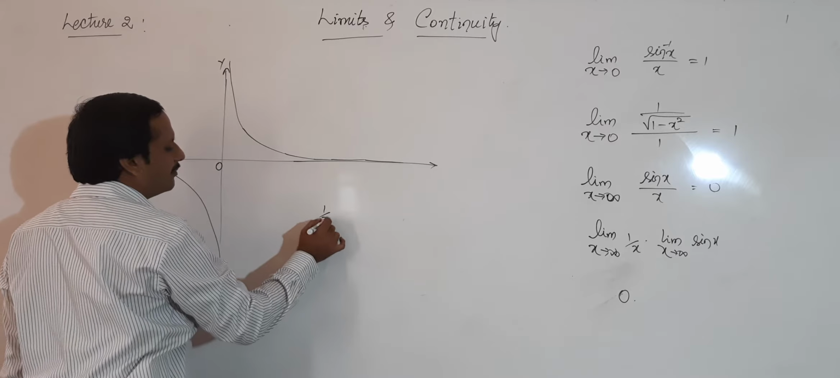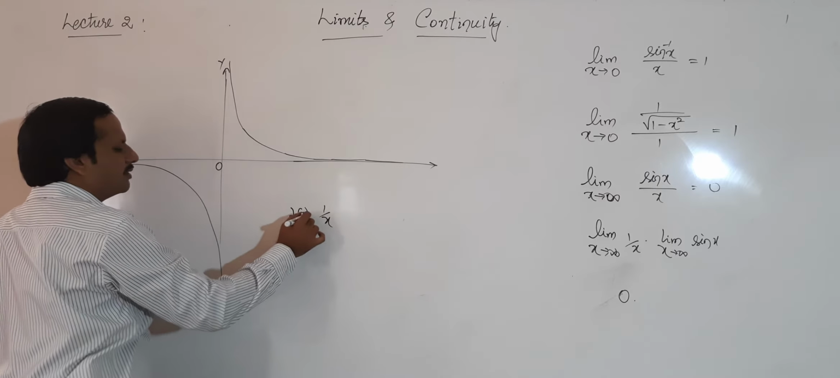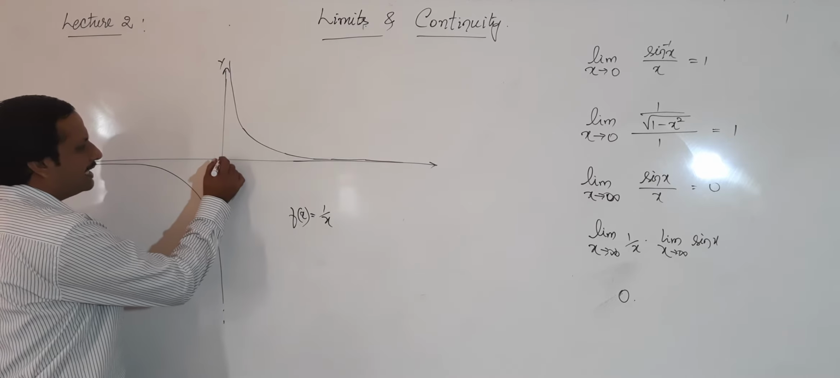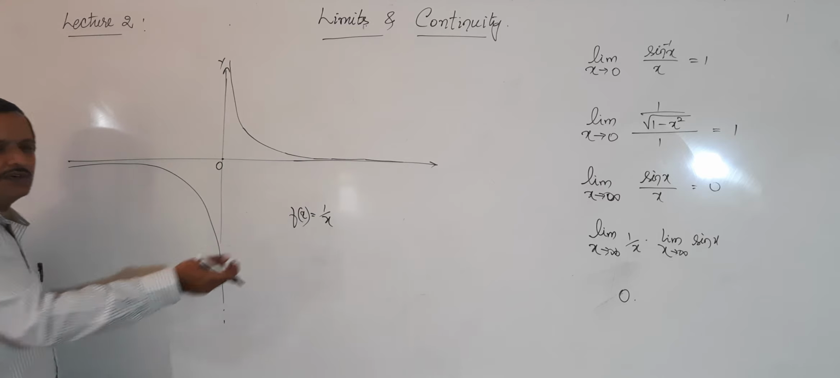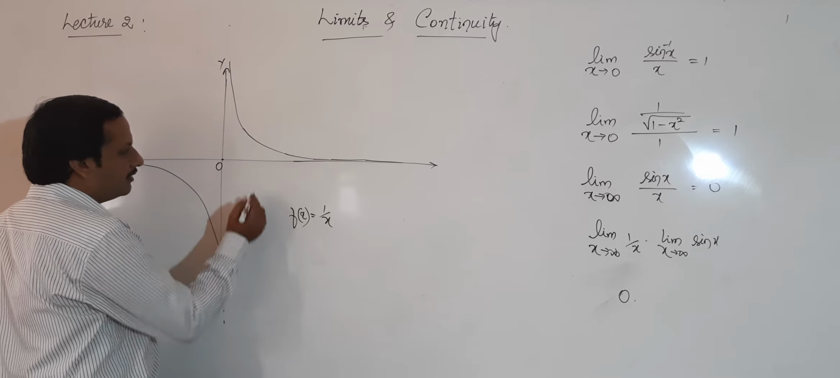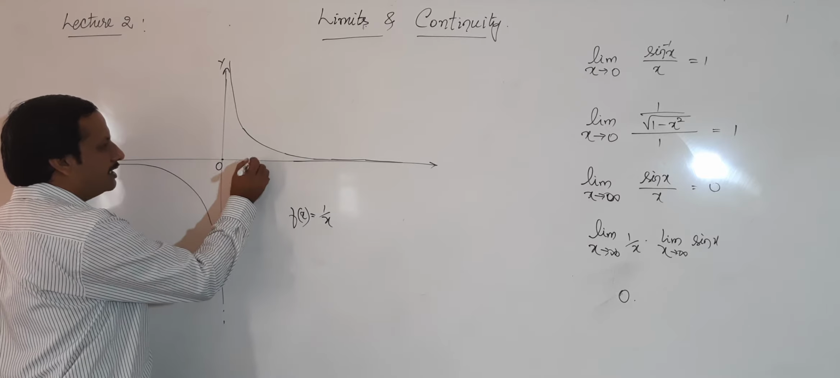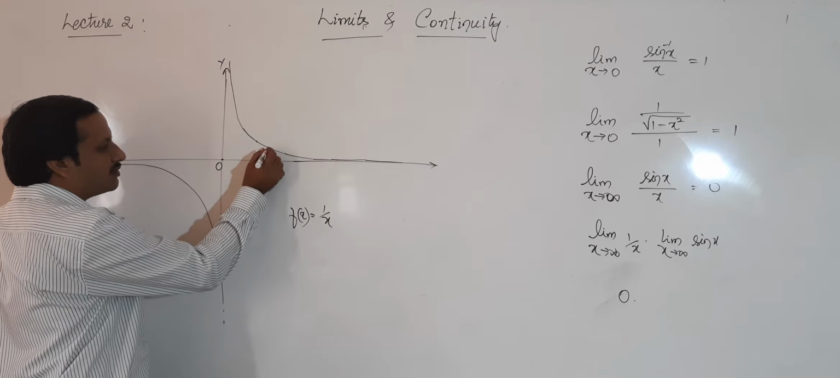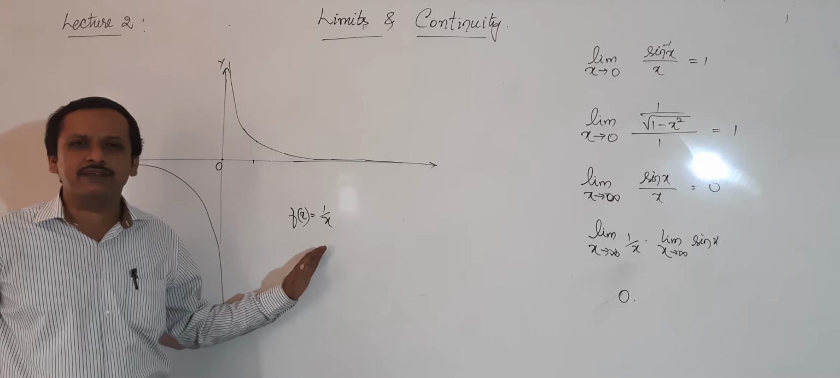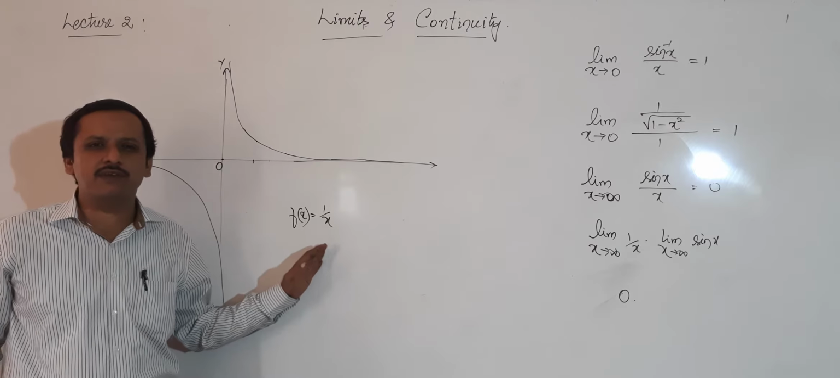This is the graph of 1 by x. F of x is equal to 1 by x, or y is equal to 1 by x. As you can observe, at 0 the function is not defined. And if I put x as 1, its value is 1. If I put x as 2, its value will be 1 by 2, half of that. If I put x as 3, it will become 1 by 3. If I put x as 4, it will become 1 by 4.